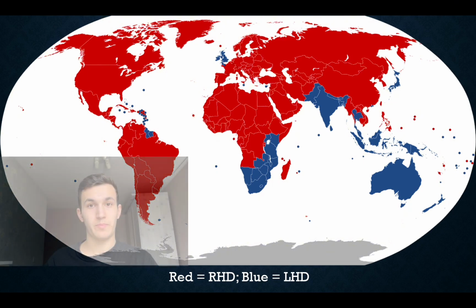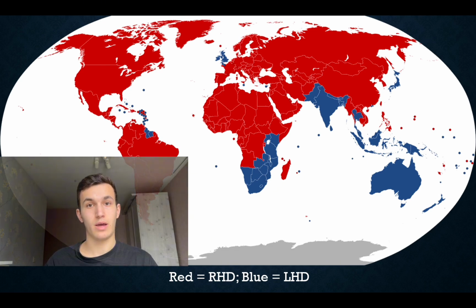So in the first map, you can see which countries drive on the left and drive on the right. All of which is red drives on the right side. So let's start with the first continent, Europe. If you see here, the UK, Ireland, Malta and Cyprus drives on the left, which is not that difficult to remember.